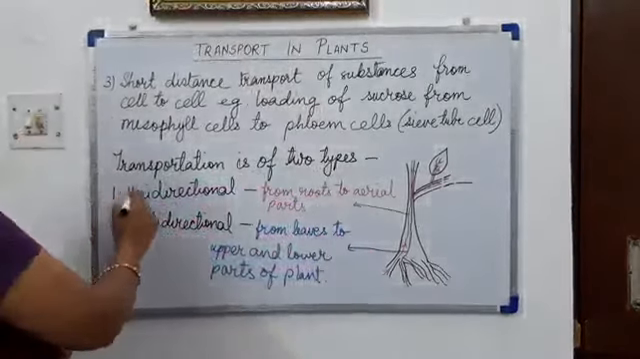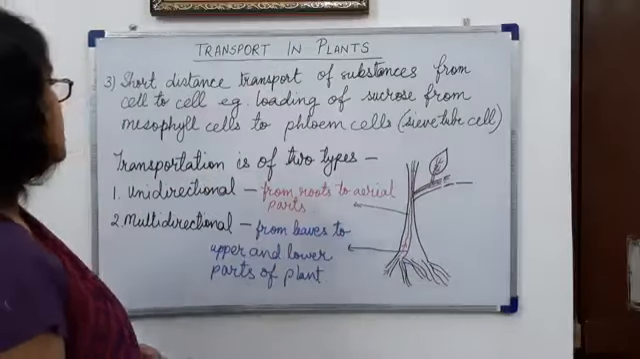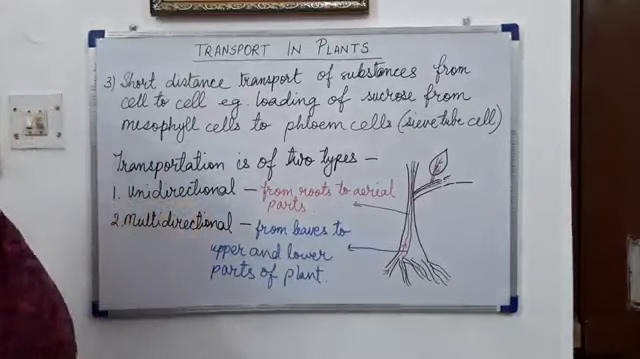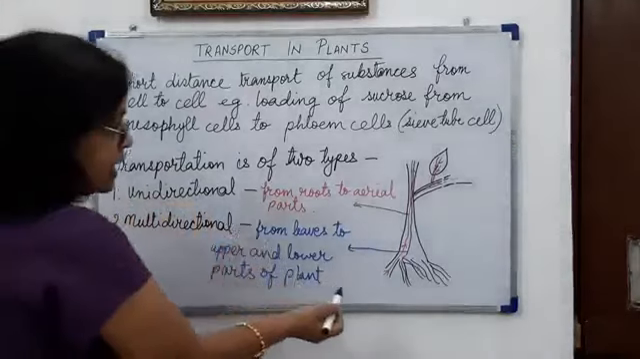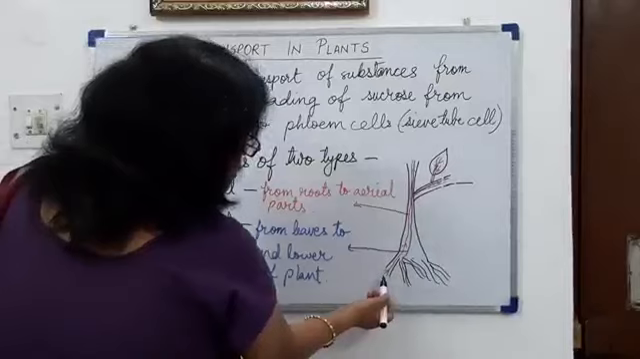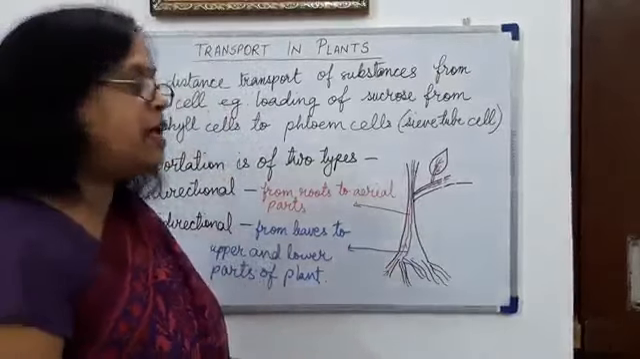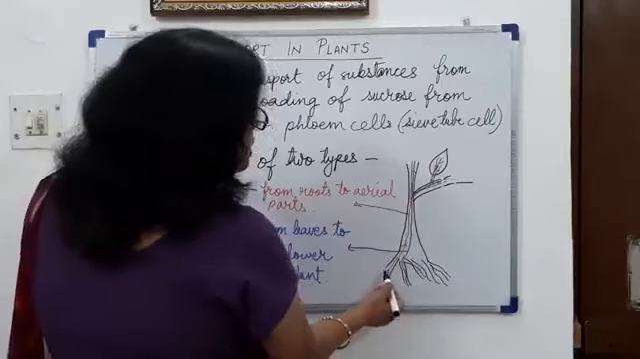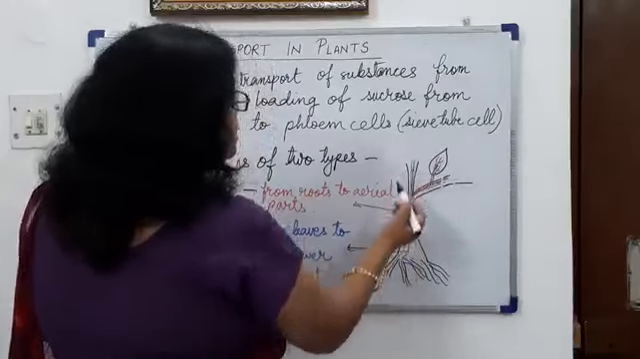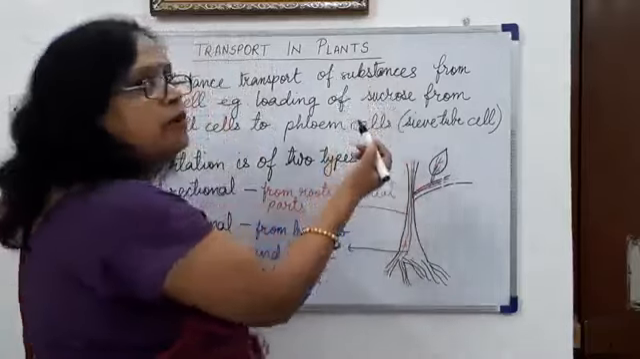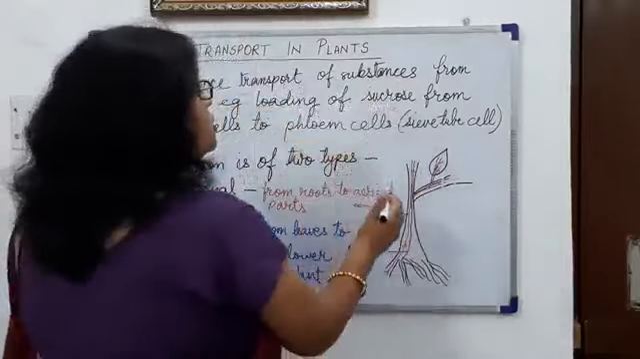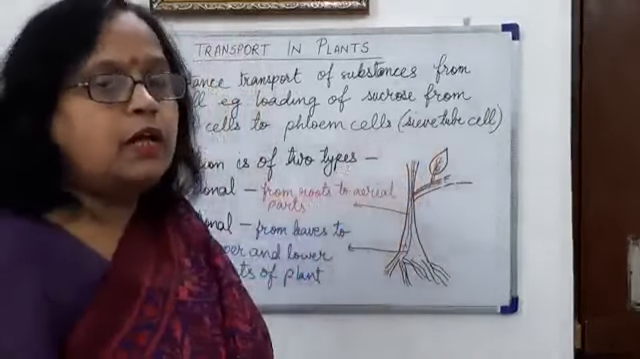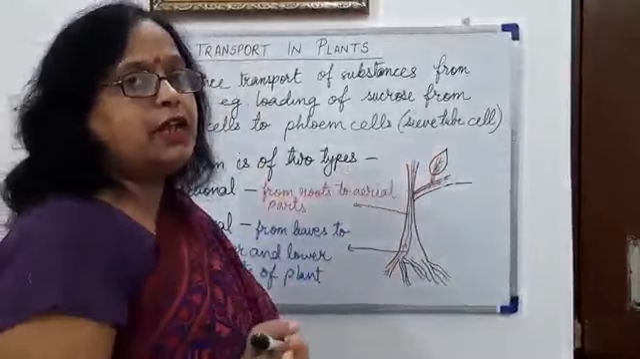Then the transportation is of two types. One is the unidirectional type and the other is the multi-directional type. Unidirectional type, we have seen that from the roots the water and minerals are absorbed, which I have shown with the red color, and this water and minerals are going in one direction only, that is from down to above parts of the plant, and there it is distributed into different aerial parts of the plant. So this will be the unidirectional transportation.